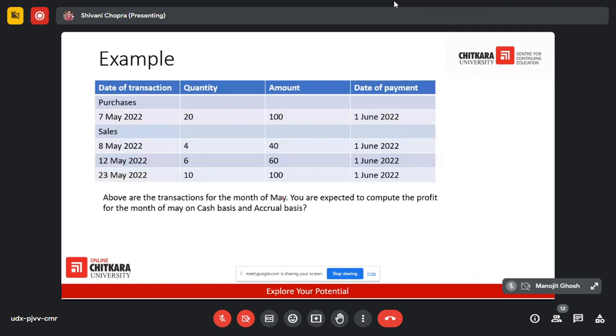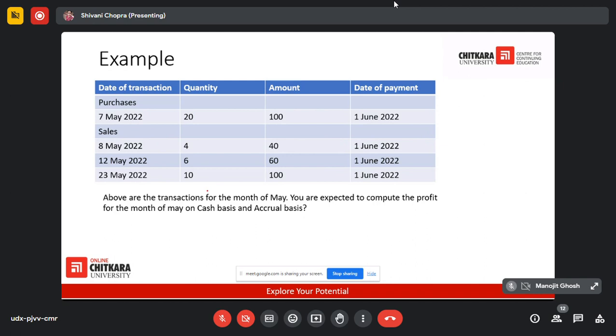To understand this in a much better way, we can have a look at this example. There are a few transactions which have taken place. This is the quantity and the amount. You made a purchase on 7th May and made the payment on 1st June. Then there are the sales which take place on 8, 12 and 23 May, and the payment is made on 1st June for all the transactions.